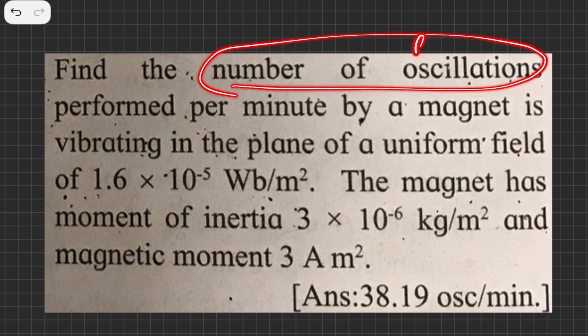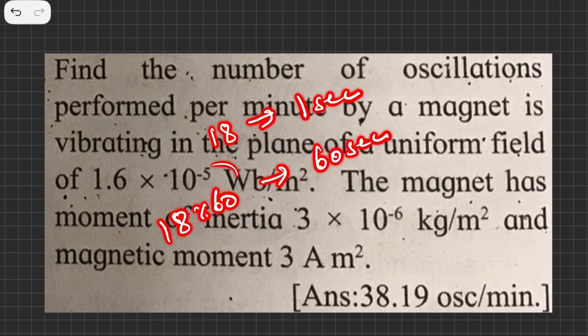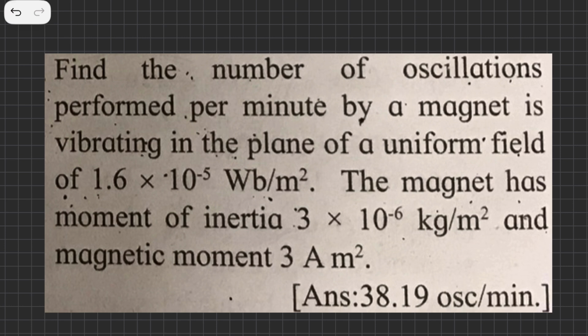Number of oscillations is basically your frequency. So we are asked frequency, but there is a catch over here. They are asking how many oscillations per minute. Whatever your answer would be, that answer would be in hertz, that is per second. But if we want to find out in per minute, we need to multiply the answer by 60, because if something is oscillating, let's say 18 times in a second, then how much does it do in 60 seconds, that is in a minute? You need to multiply 18 by 60. So this is the way we are going to do it. We will see how it works.